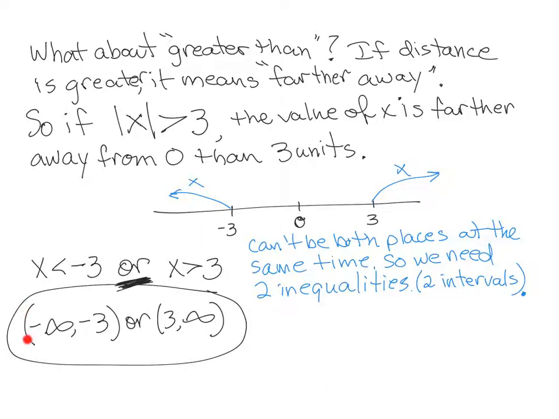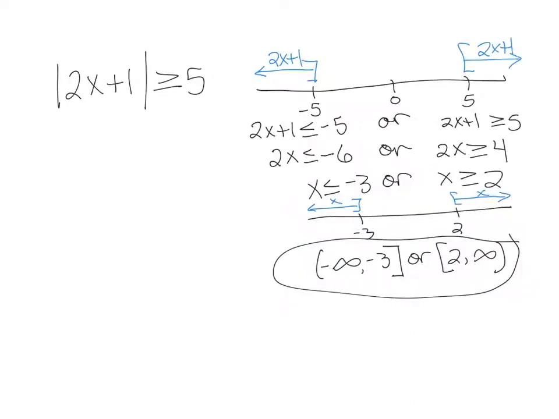And I can never equal infinity. So infinities are always open parentheses. And in this case, I didn't have the "or equal to" bar, so my -3 and my +3 are also open parentheses. Let's try another.